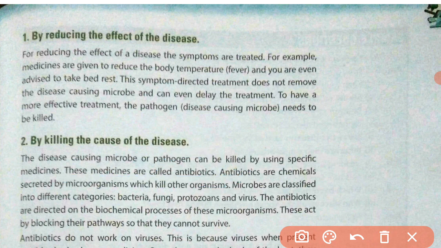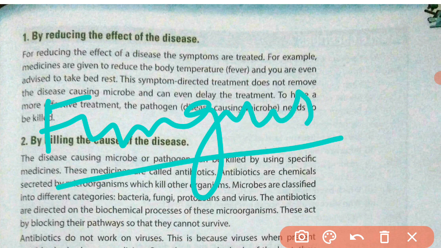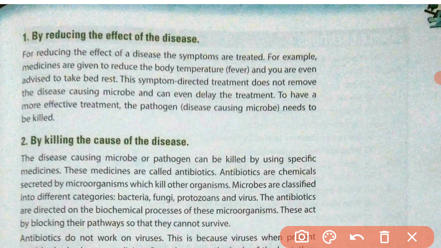This is important to learn. The chemicals or the medicines that we use to kill the pathogen are called antibiotics. And antibiotics are produced by the microorganisms themselves. Some microorganisms produce toxic chemicals to kill other microorganisms. Like some fungi produce chemicals that can kill bacteria. You can take the example of that chemical, penicillin.